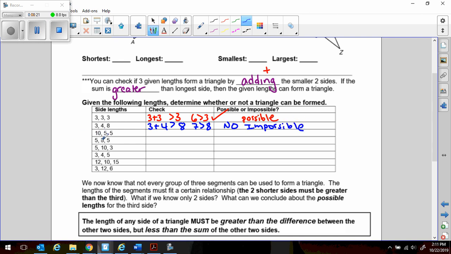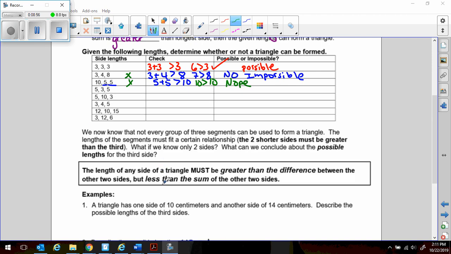Alright, let's do this one, but we can't do 10 and 5. We can't just pick the first 2. It has to be the 2 smaller ones. 5 plus 5, is that greater than 10? 5 plus 5 is 10, but we can't have it equal. It has to be greater than 10. Is 10 greater than 10? Nope. Not a triangle. This cannot make sides of a triangle. I want you to try the rest and tell me if it is a triangle or if it's not a triangle.